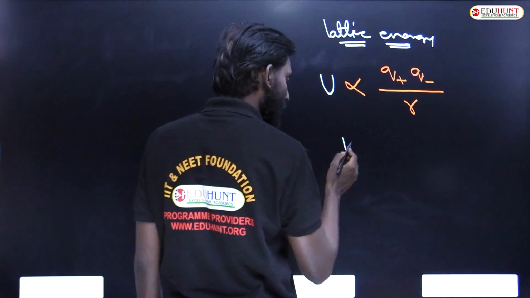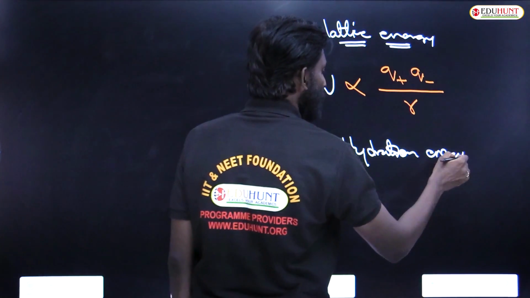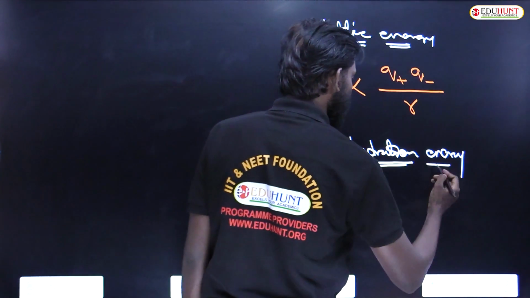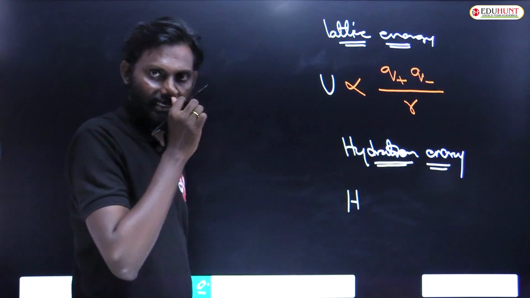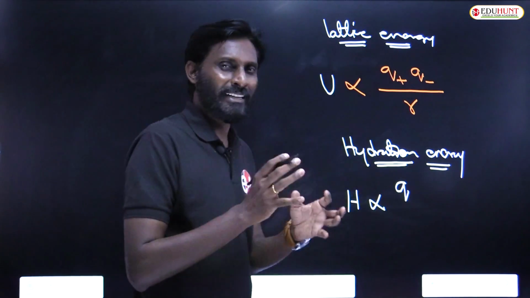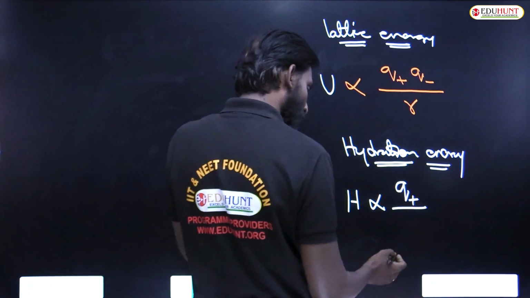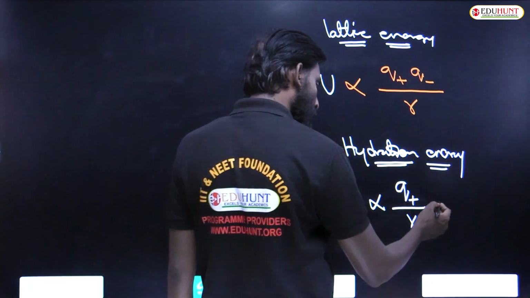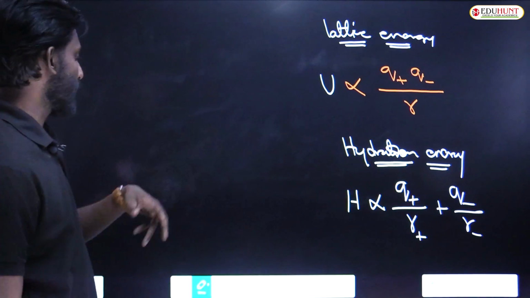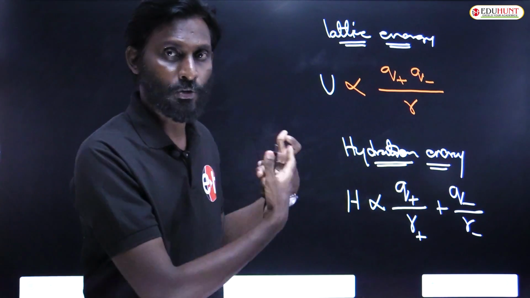And simply, hydration energy. I will give the formula for hydration energy and let me explain what is hydration energy also. I am indicating hydration energy with the letter H. Hydration energy is proportional to the hydration of cation separately and hydration of anion separately. That means charge of cation upon radius of cation plus charge of anion upon radius of anion. Let me explain what is hydration energy and how that is going to affect the solubility of ionic compound.